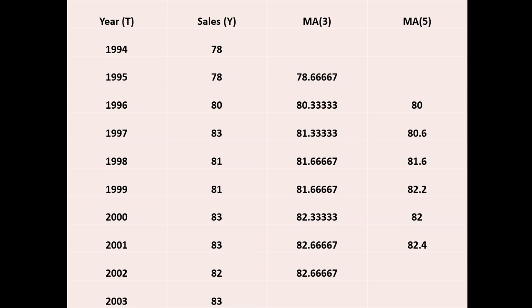Secondly, you want to obtain MA3 and MA5. MA3 will equal the sum of the first three sales from 1994 to 1996, and I'll divide them over 3. It's the moving average of these 3 years.